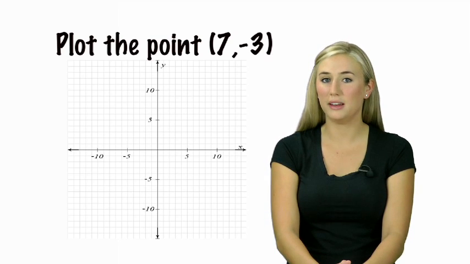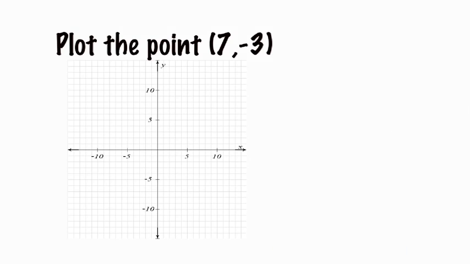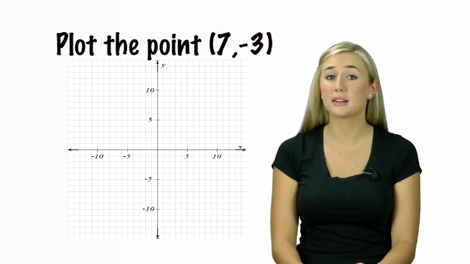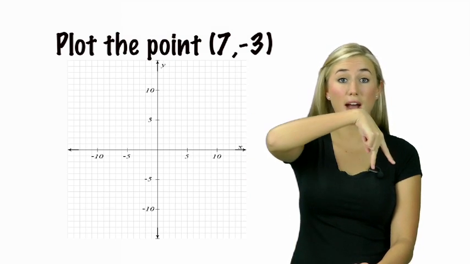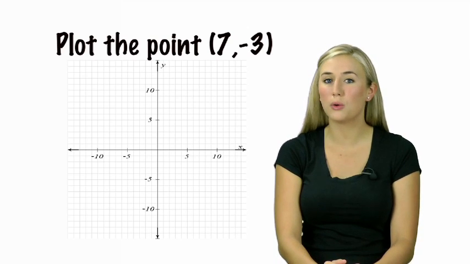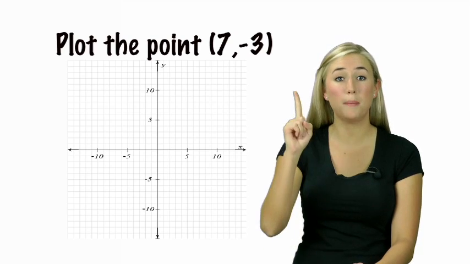Plot the point 7, -3. Tap pause now to try this problem before I explain it to you. In order to plot this point, we need to know the value of x and then to run right or left that distance. Then, from that position, we use the y-coordinate to tell us how far to rise up or down.